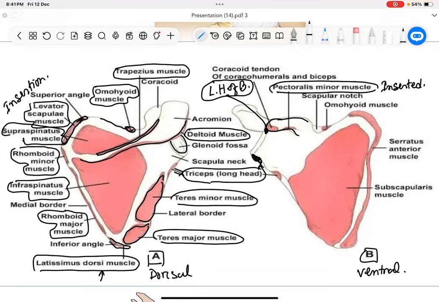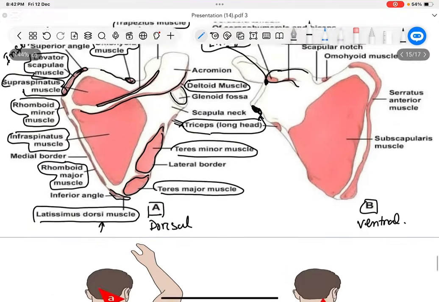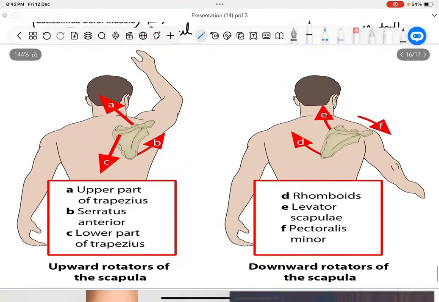3 ligaments will also be attached to the coracoid process. Coracoacromial, that means the coracoid and acromion process will make a connection with the ligament. Then coracoclavicular, that means the ligament attaching the coracoid process and the acromial or lateral end of the clavicle, and coracohumeral, attaching the coracoid process and the humerus. So, coracoacromial ligament, coracoclavicular ligament and coracohumeral ligament. These are the attachments.